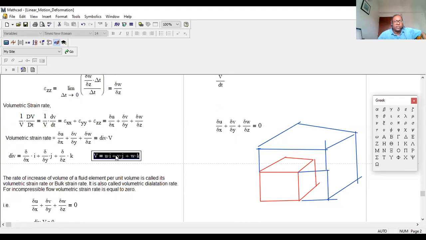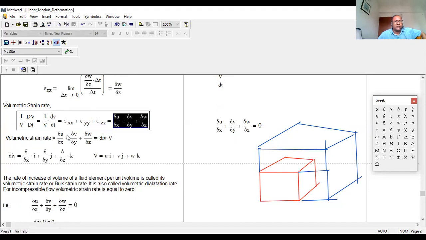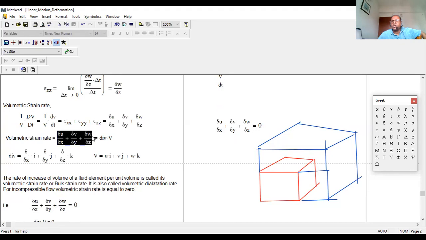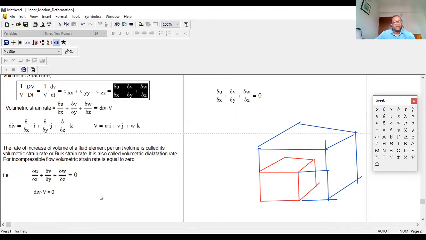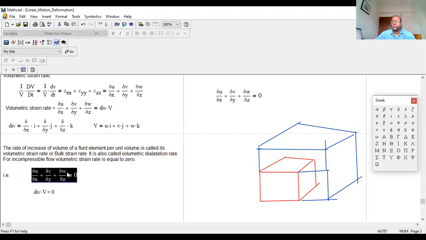If we know the velocity vector V equals this, and the divergence operator is this, if you take the dot product, then these two will give this. So this one, in short, you can say divergence of V. For incompressible flow, volume is not changing, right? In that case, what will happen? This term will be 0. So we can put 0. That means divergence equals 0.